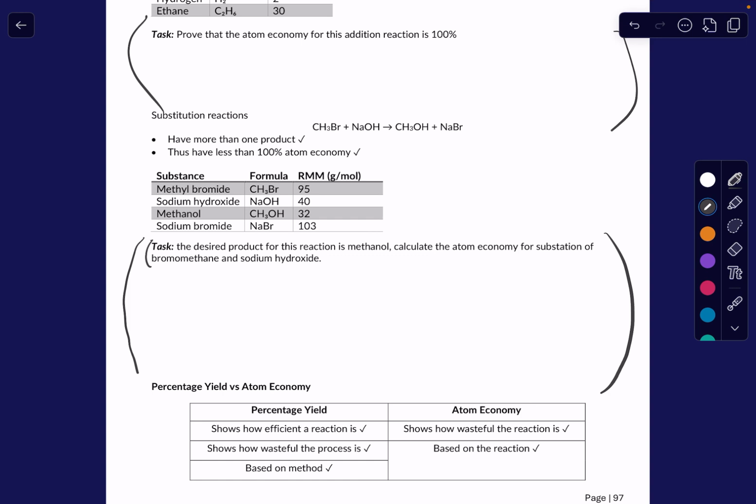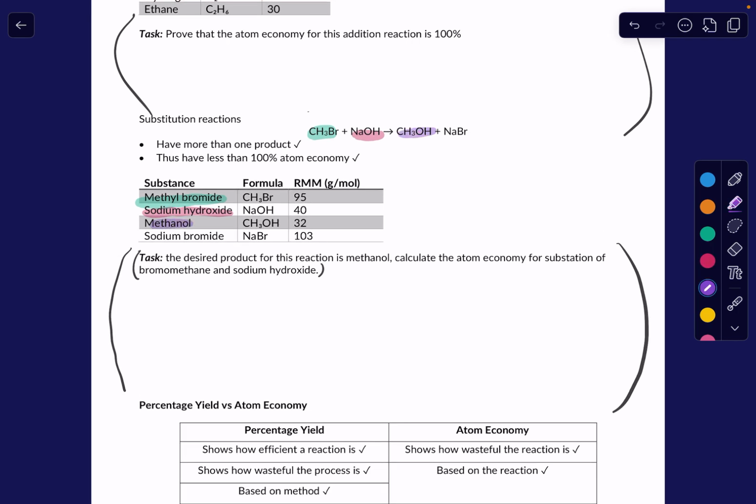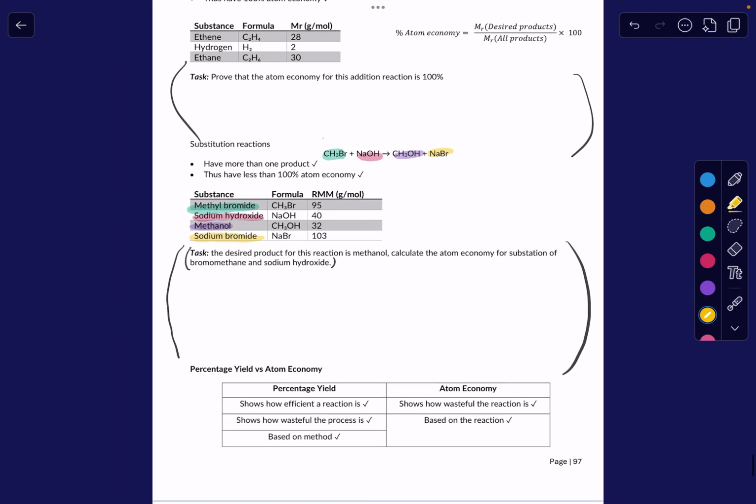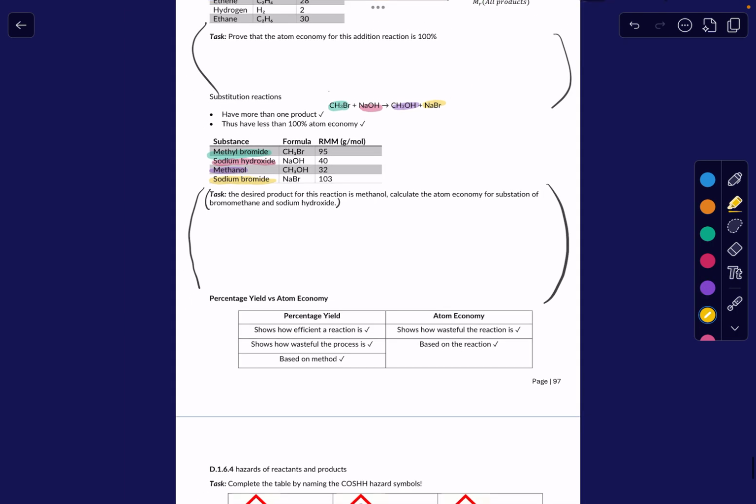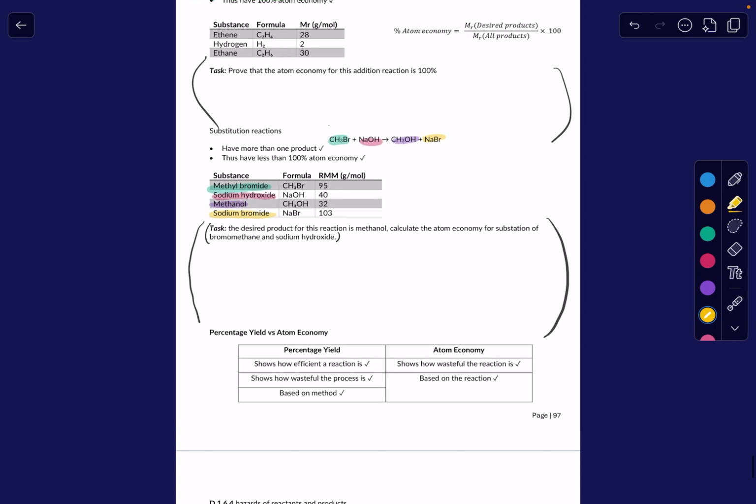I want you to read the question carefully. I've not given you any answers, and I've told you what is going to be the desired product, and you need to make sure that you're using this table to calculate the correct MRs. What I will tell you is that this is methyl bromide. In fact, I'll color code them for you because we don't know nomenclature yet. This is our methyl bromide. This is our sodium hydroxide. This is our methanol. And then finally, the yellow one is our sodium bromide. Have a go at determining the yield for this, and that's it, nice and short.